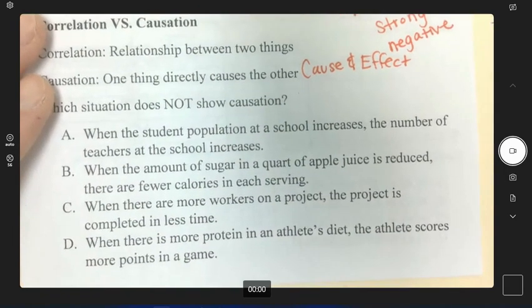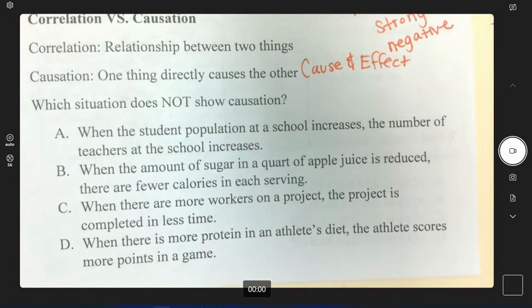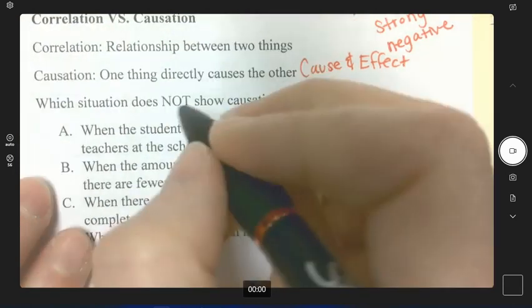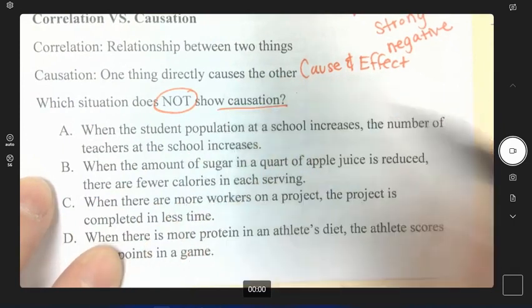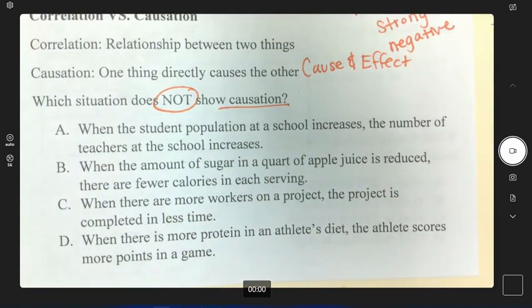So I want you to go ahead and look at the first example. It says, which situation does not show causation? Read through those and decide which one does not show causation.